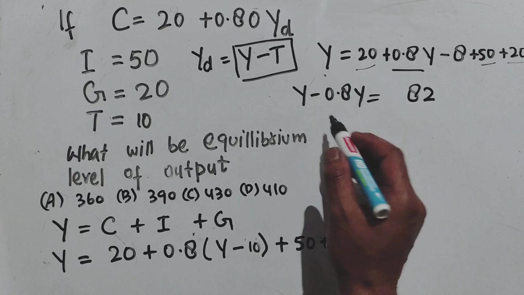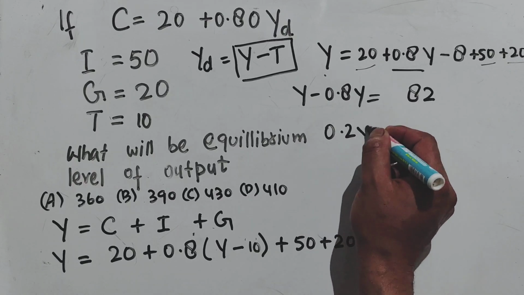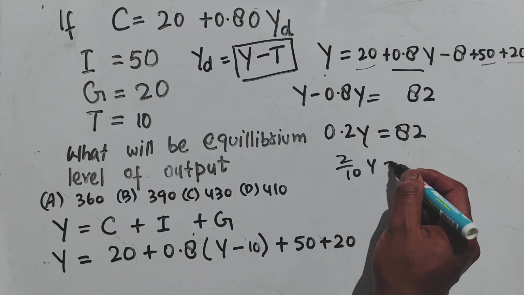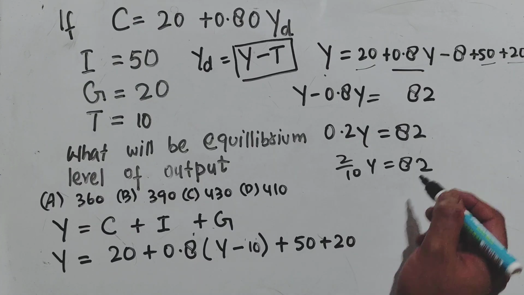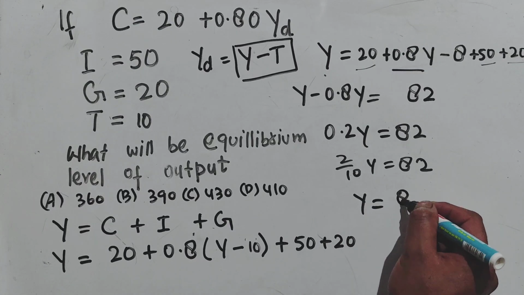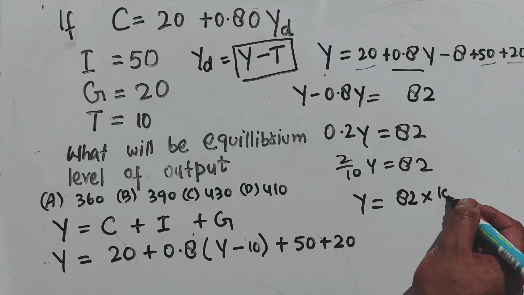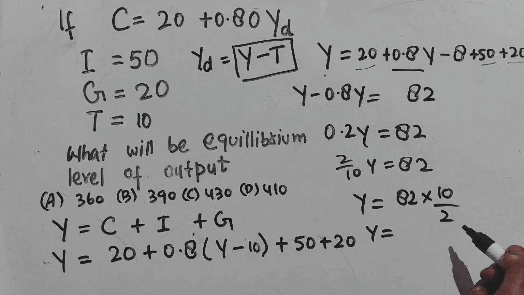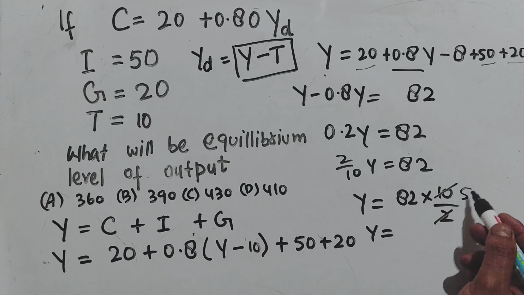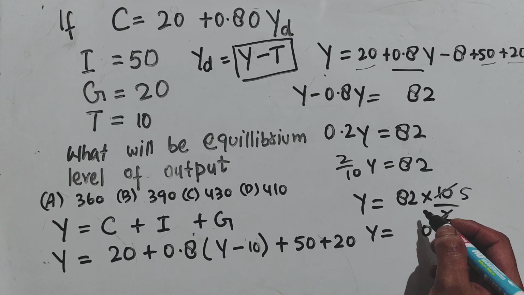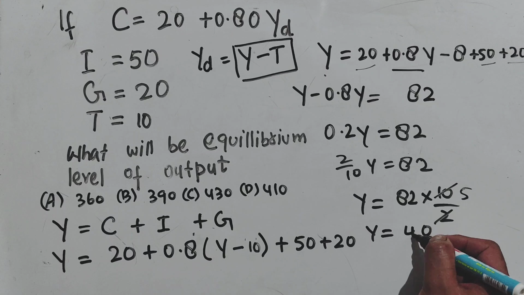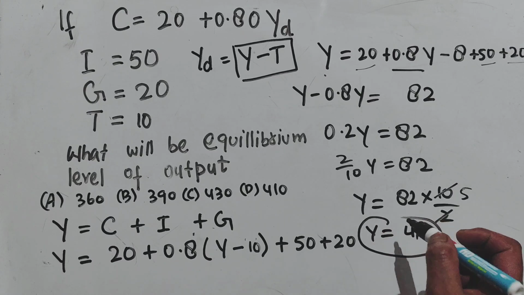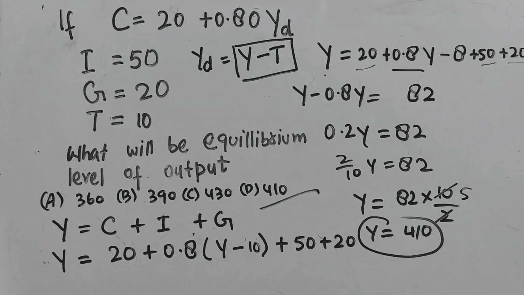Subtract 0.8Y from Y, we will get 0.2Y is equal to 82, or 2 upon 10 Y is equal to 82. Y will be equal to 82. Transpose it here, it gets multiplied but reciprocated. So Y will be equal to, so we get 2 1s are 2, 5 2s are 10, 5 8s are 40, which is 410 here. Okay, so the correct option should be 410.